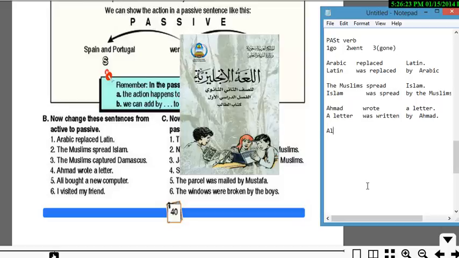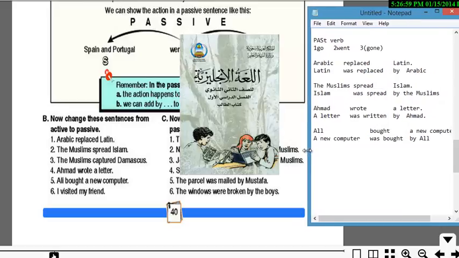Ali bought a new computer. Okay, and we can say new computer, and then you can say Ali as the last part, add by just to make sure you don't forget it. A new computer was, and then bought. Okay, see how it works? Ta-da!